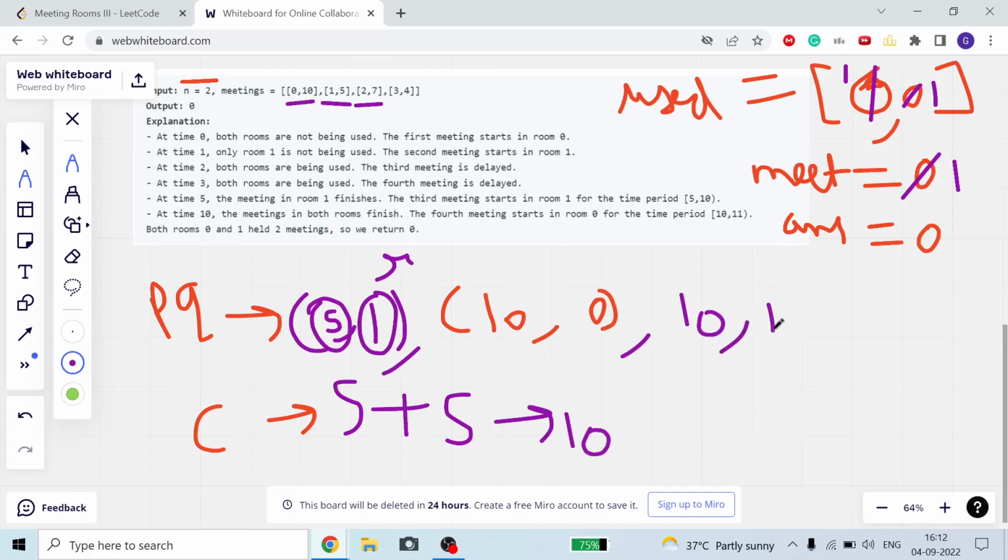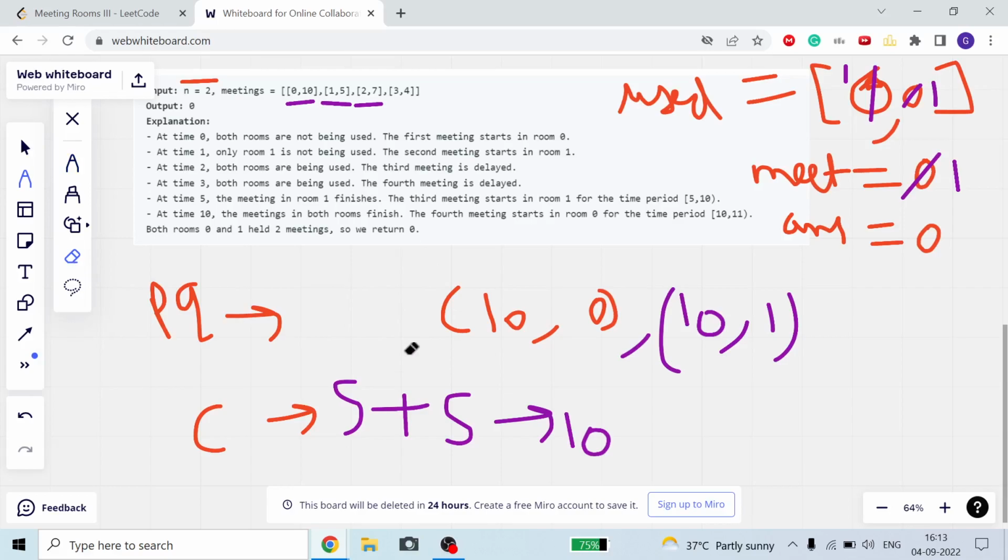Now 10 comma 1 comes after it because 0 is minimum, so in the min heap 0 will come before. So our room number 1 served one more meeting, it will become 2, and because room 1 served more meetings, now the answer will be 1.